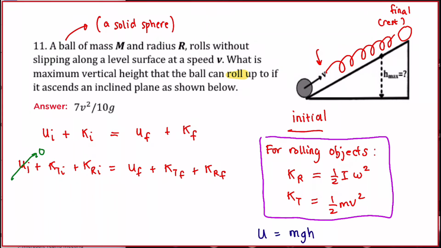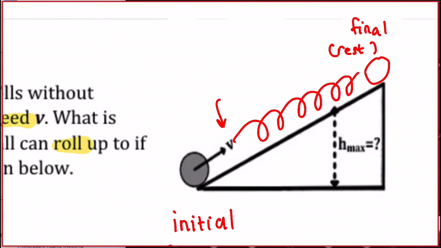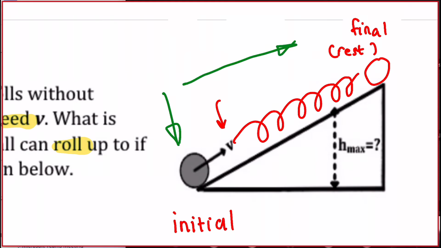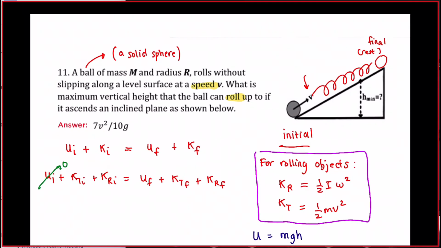It is not at rest. In fact, the object is actually moving at an initial speed v. The object is not at rest. If it's initially at rest, then this object will not be able to go up. It's not at rest. It is initially moving at a speed v. I'm looking at potential energy.